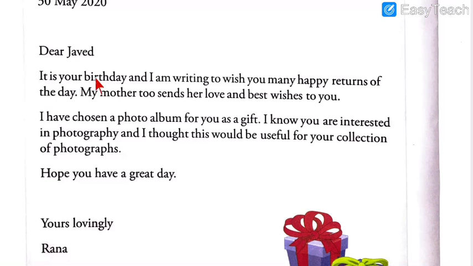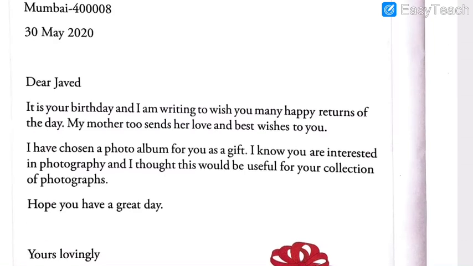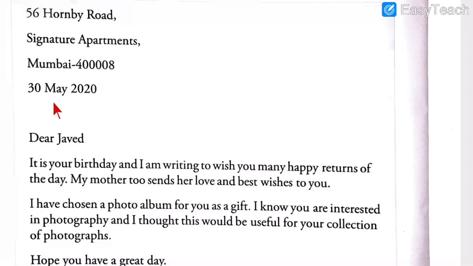So you can see here the starting is written, the main message is written for which he or she is writing the letter to Javed. And at the end, after leaving one line, like I said, the concluding line is written, that hope you have a great day, hope you will like my gift, or anything could be written related to the message you have written previously. And then after leaving one line, the complimentary closure is there, yours lovingly, Rana. That means Rana is writing the letter to Javed, and here you can see commas are there.